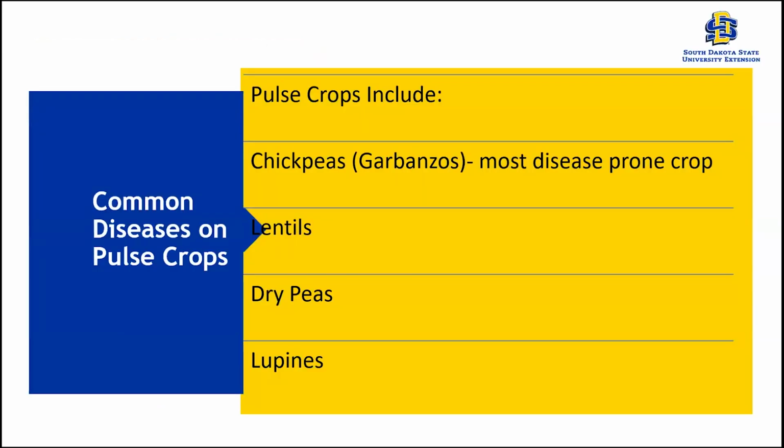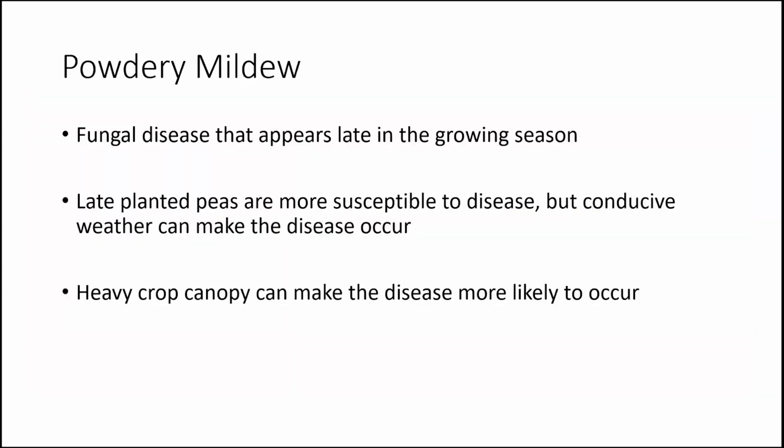So I'm going to talk a little bit on some pulse crop diseases. Our most common pulse crops here are going to be chickpeas or garbanzos, and those are said to be the more disease-prone crop. Lentils, dry peas, lupines. Powdery mildew is one of the most problematic diseases that shows up. And so powdery mildew, if you've not heard of it before, it's a fungal disease, and it typically appears late into the growing season as you're getting close to harvest.